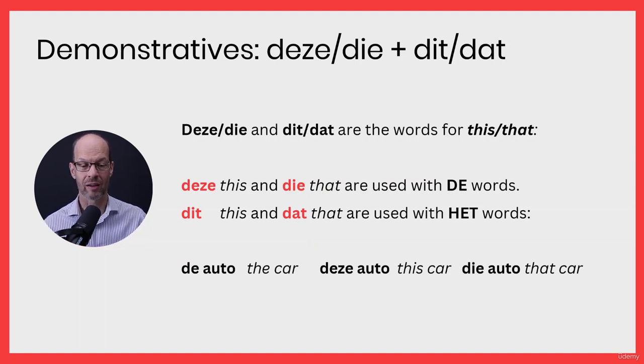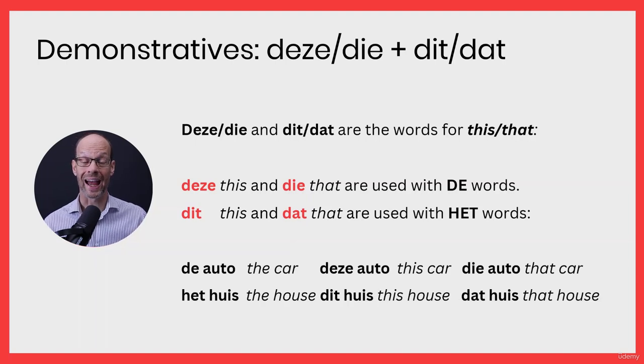So for example, we have the auto, the car, right? So now I want to say this car. So because it's this auto, because it's the auto, you have to say deze auto if you want to say this car. And if you talk about that car, then you say die auto. All right? Then we go to the next one, het huis.